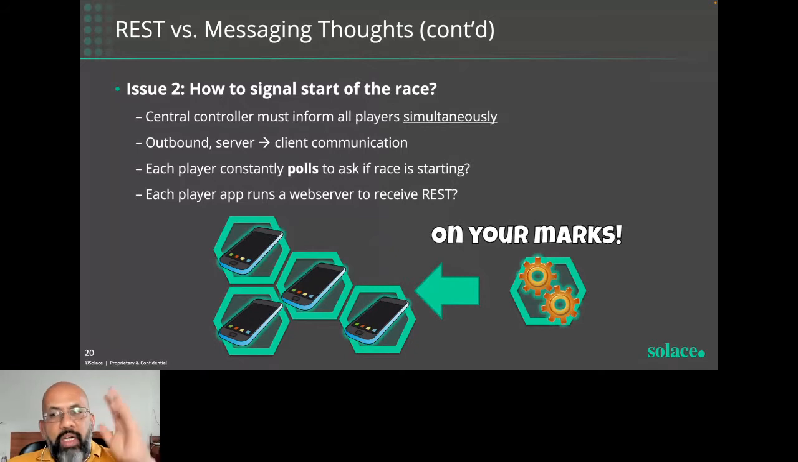So how do you do this? Traditional thinking, oh, I'm going to do a poll. You know what happens with a poll, right? It's going to kill the system. You will die by timeout. And then, what if each player runs a web server? Does it make sense? Is it even possible to run a web server on a form factor like a mobile phone? Doesn't work, right? So there is an issue, something to think about. How do we signal the start of the race?